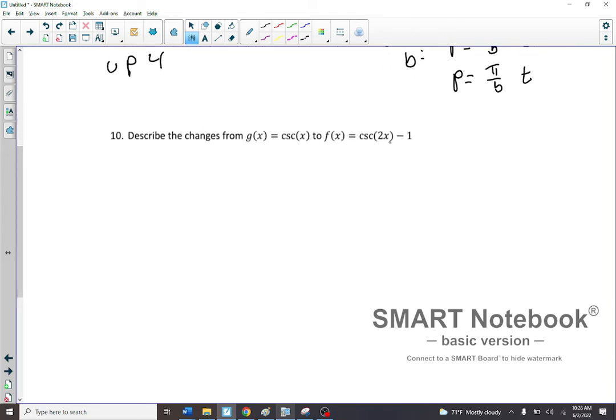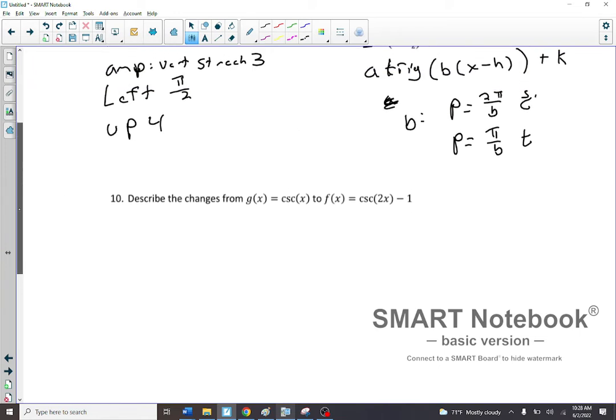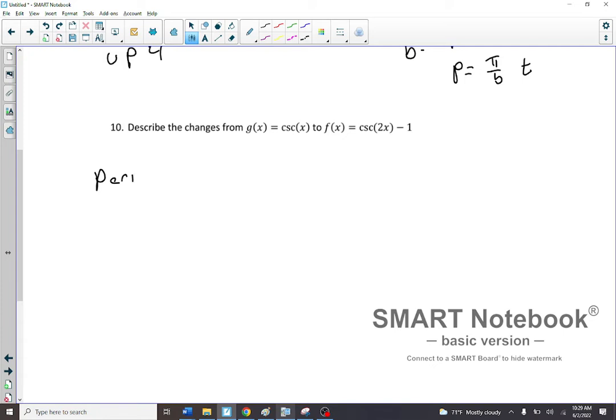Describe the changes from here to here. In this case, we have 2. So this means it's going to have a horizontal squeeze, or a period of 2 pi divided by 2, which means that's just going to be pi. So your period is pi in that case, and it moves down 1.